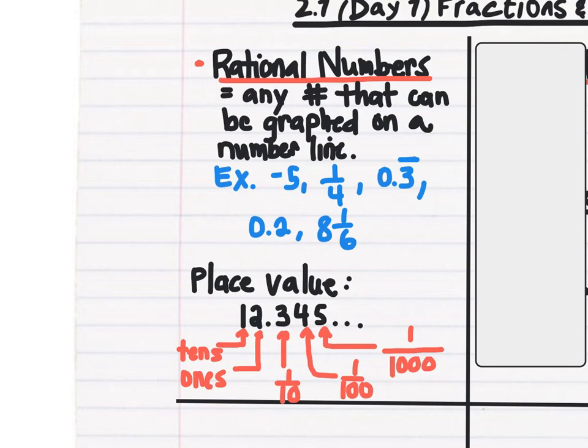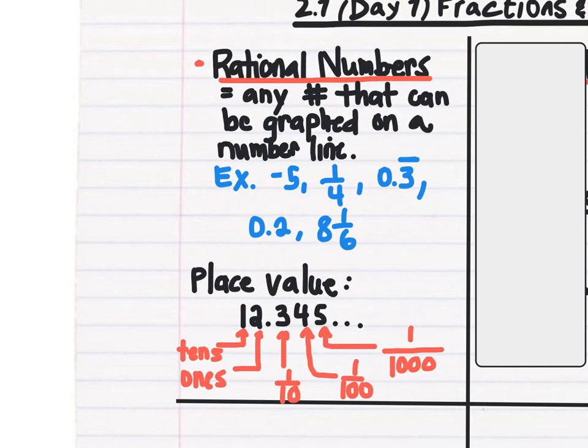So what we have here is first the word rational numbers, and rational numbers are any numbers that can be expressed on a number line. So for example, -5 is a rational number, 1/4 is a rational number, and then decimals can also be rational numbers. This one is a repeating decimal because it has a repeating bar, and this is another decimal that's called a terminating decimal because it ends, and then we have this mixed number here, which is also considered rational numbers. So rational numbers are all these types of numbers.